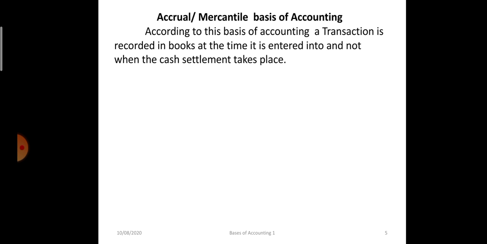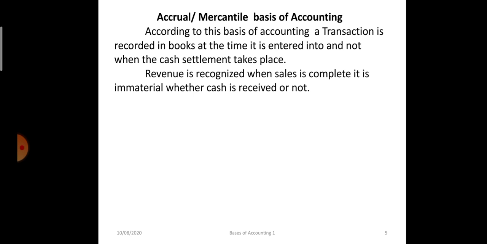Now the second one, accrual or mercantile basis of accounting. We have discussed the term accrual assumption, and according to that assumption, transactions are recorded as and when we enter into the transaction, and not when the cash settlement is taking place. So the accrual basis is also on the same principle. According to this basis of accounting, a transaction is recorded in the books at the time it is entered into and not when the cash settlement is taking place. That means here we will record both cash as well as credit transactions.